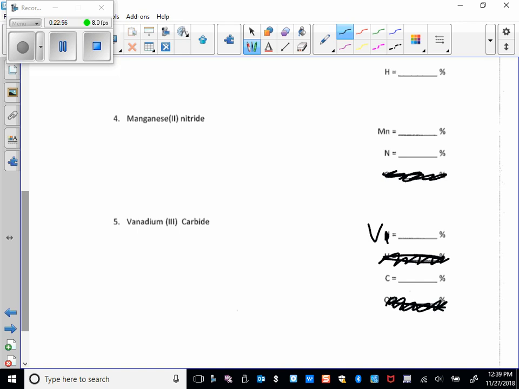Are we good? Can somebody help me with the charge on vanadium from this compound? What is the charge? 3 plus. What is the charge on carbon? Will we take the positive or the negative 4? Negative 4. So they don't cancel each other. So what do I multiply them by? 4 and 3. So what is my formula for vanadium carbide?